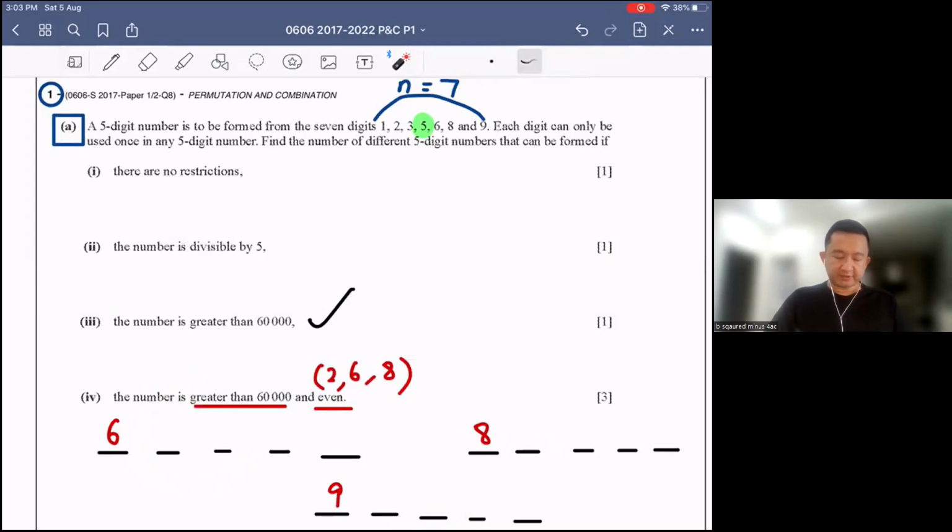The case 1, this is case 1, start with 6. Case 2, start with 8, and case 3, start with 9. 3 different cases. This is the best way. Okay, the number is greater than 60,000 and even. Think about it.